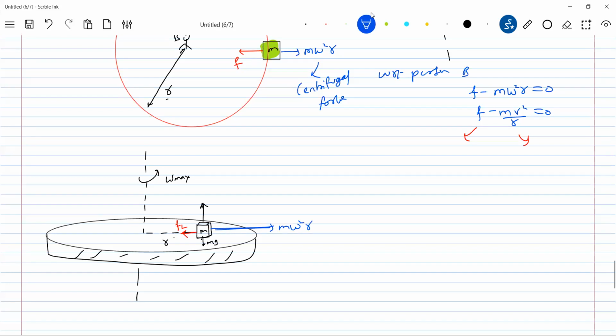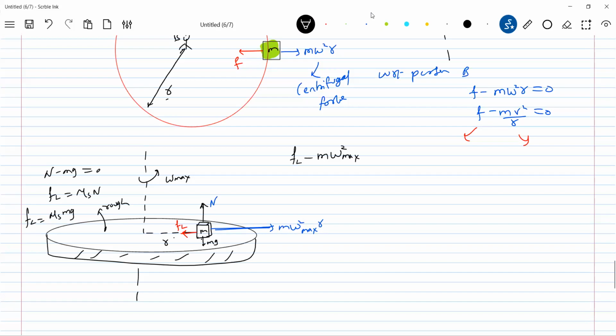m omega square r into this one, the normal reaction. So what is N? N minus mg cos 0. What is the limiting friction? Mu s into N. It's a rough platform. So what is FL? FL is equal to mu s mg. So let's write the equation: FL minus m omega square r.